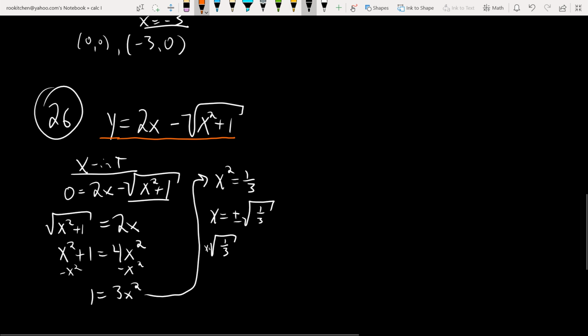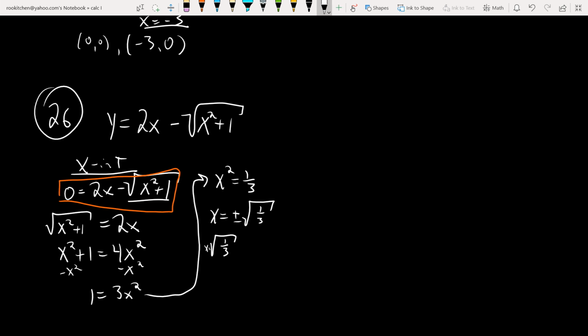Okay. So here we go. Whoops, that's not the original equation. I apologize. Not that guy. This guy. Sorry. Okay. So I put in square root 1/3 wherever I see x. I get 2 times the square root of 1/3 minus the square root of 1/3 squared, which is just 1/3, plus 1. You square a square root, the square root goes away.